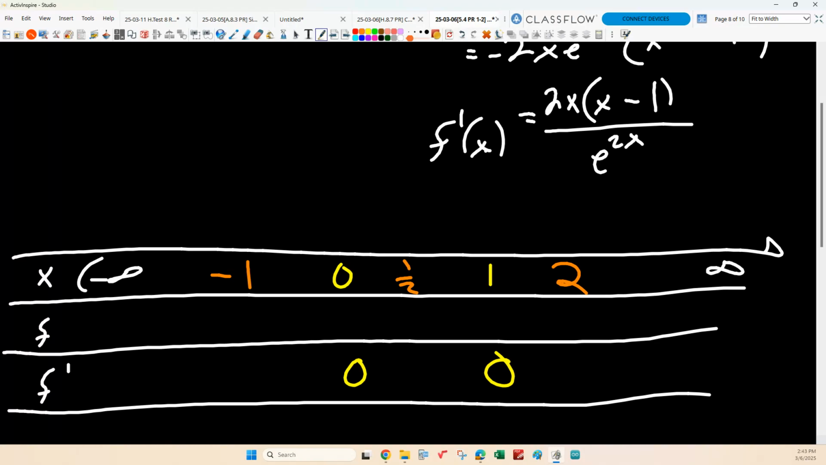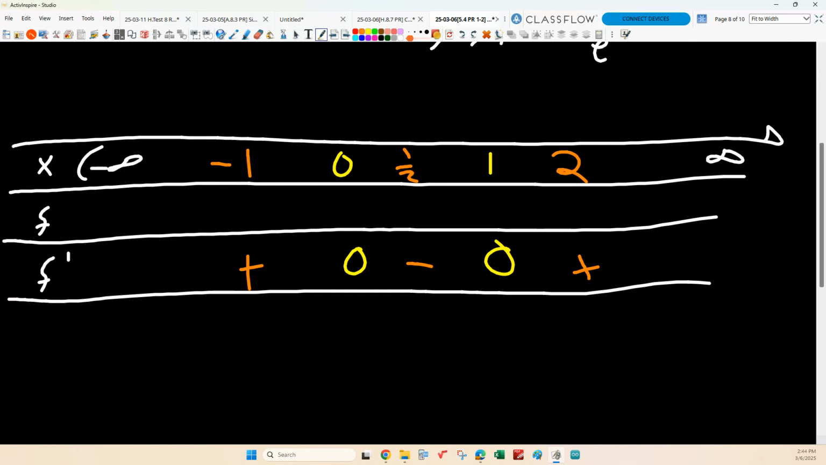So what's the sign of the first derivative at negative 1? That factor is negative times over, and the output of the exponential function is always positive. So that gives me positive total. How about at 1/2? Positive times negative over positive, so it's negative. And at 2? Positive times positive over positive, so positive. What is this thing? Yeah. So it's going to look like a peak, and then this one's going to be a valley, and that's it, right? Okay? Make sense?